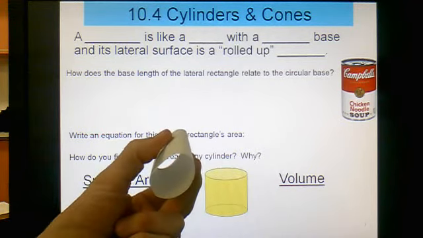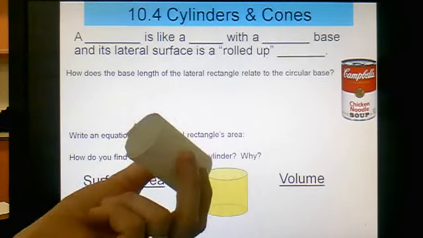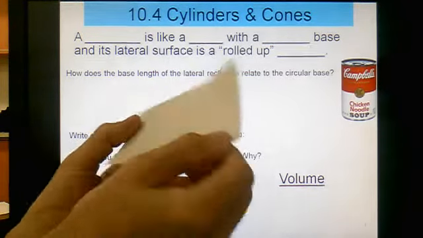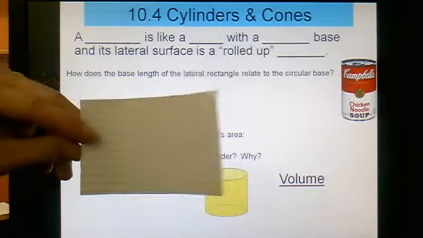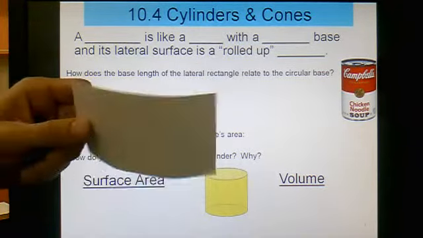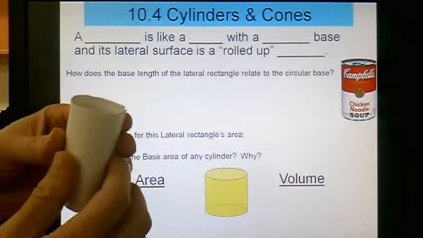A very important connection for you to make is, how does a cylinder relate to a rectangle? This cylinder, three-dimensionally, is actually a note card. No magic trick here. It's a 2D note card. It's a rectangle. So a rectangle can easily be turned into a cylinder.